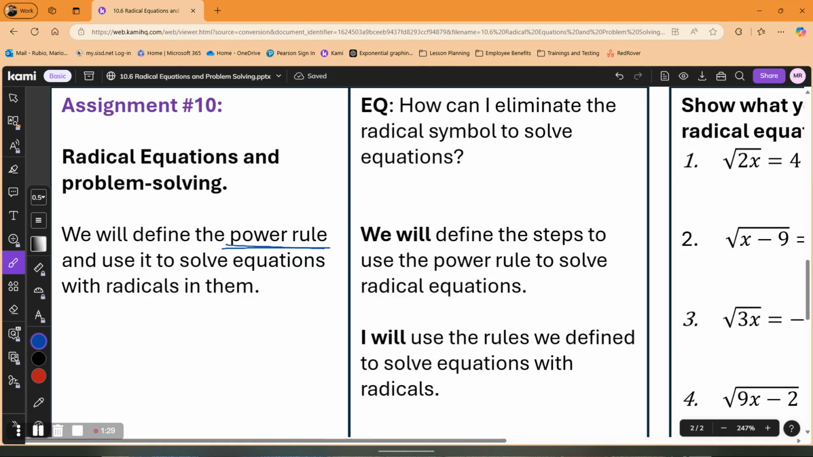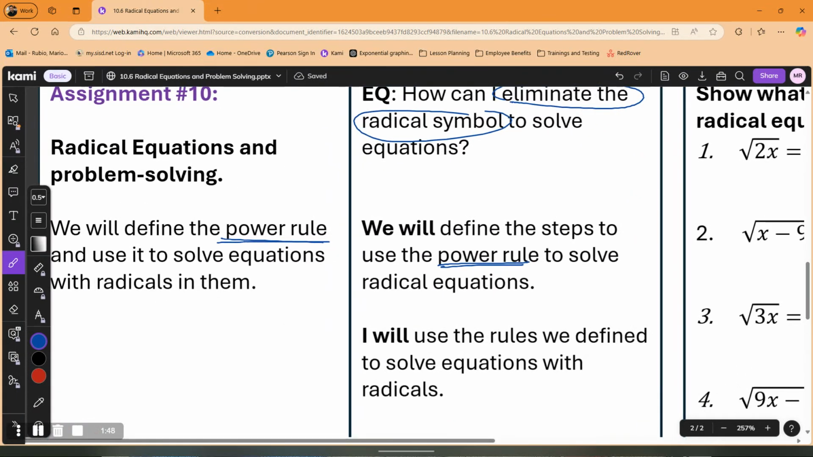You should be asking yourself, how can I eliminate the radical symbol to solve equations? The big thing here is eliminating the radical symbol. We will define the steps to use the power rule to solve radical equations. Power rule is important, and you all will use the rules we defined to solve radical equations.